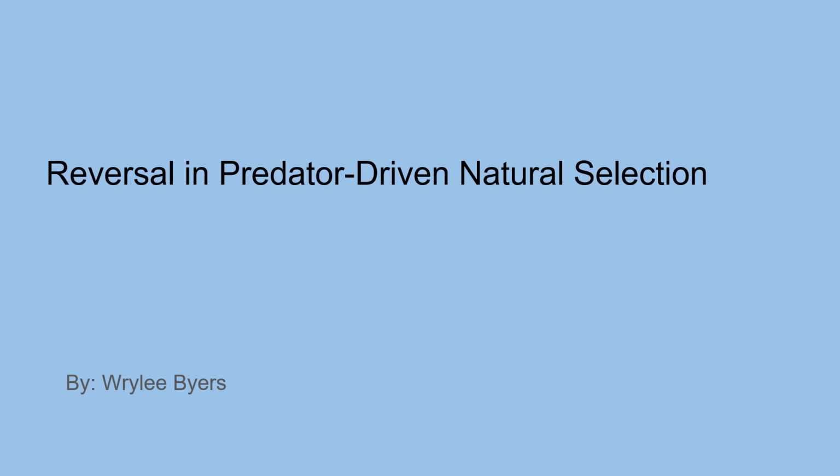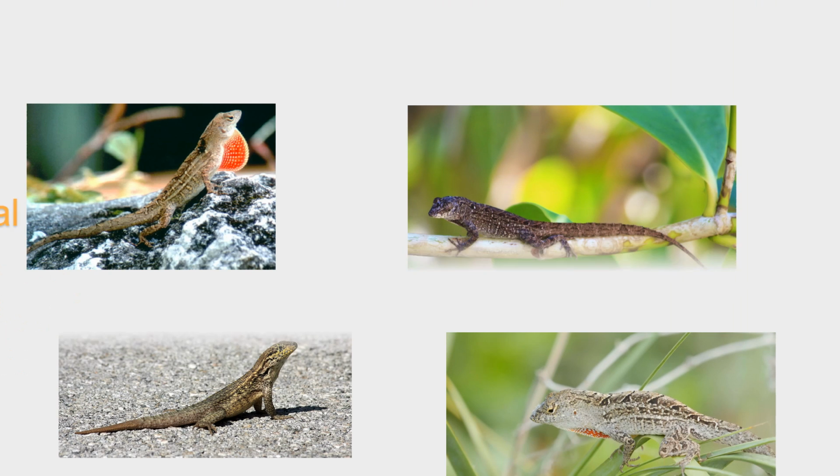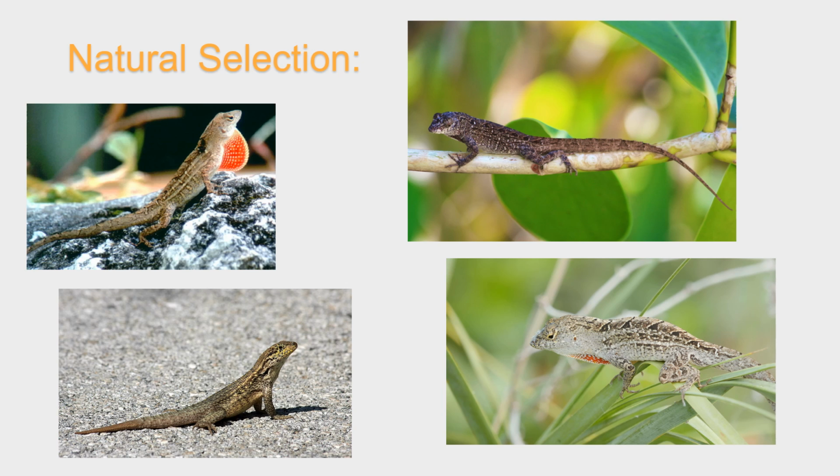This PowerPoint is on the reversal in predator-driven natural selection by Wrylee. The introduction to natural selection: the environment is constantly changing and species will always be able to adapt. In order to make sure species are adapting and not dying off, scientists conduct experiments in natural environments so they can study how evolutionary processes like natural selection work throughout time.